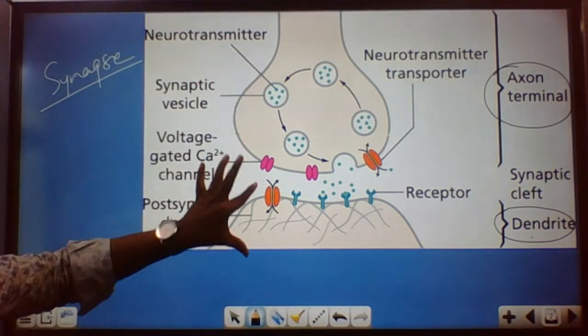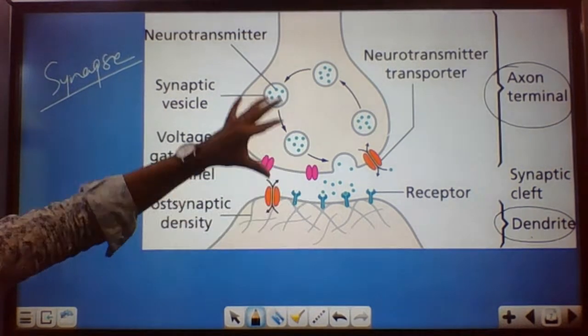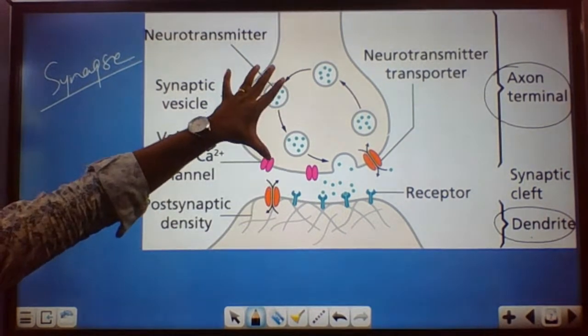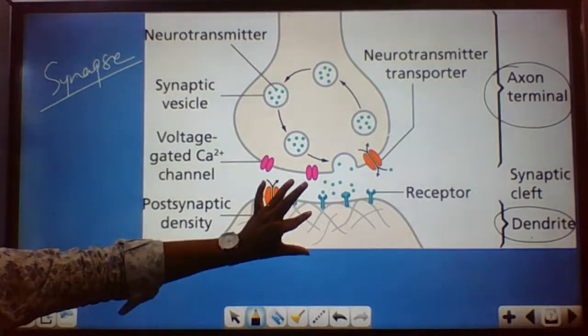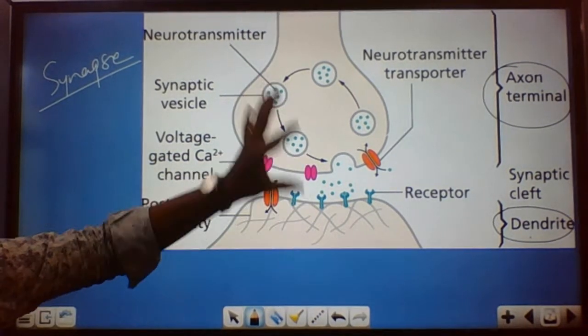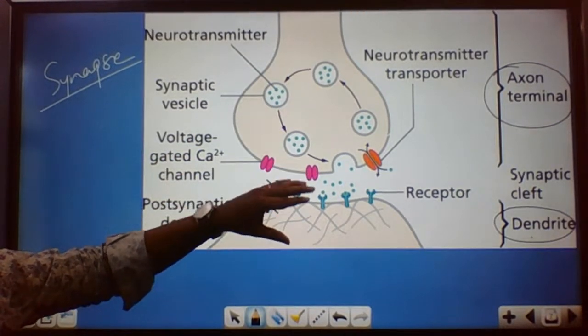So this is one neuron and this is the other neuron. So how are the transmitters getting transferred? This is the axon region of the neuron and this is the dendrite region of the other neuron. So the synapse is the proximity area between the axon end bulb and the dendrite of the other neuron.